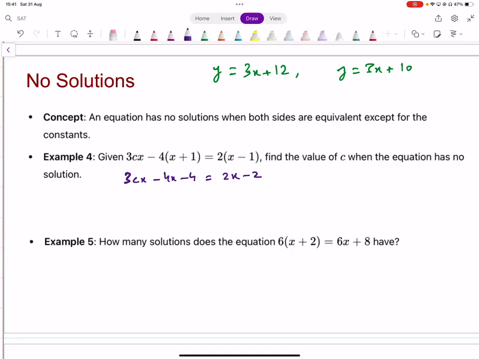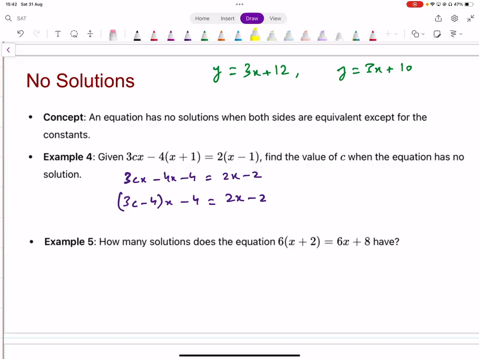Okay? Now, what are the constants on both sides? Minus 4, minus 2. They are different. But apart from the constant, everything else should be the same. That means the coefficients of x, they have to be the same. What's the coefficient of x on the left side? Take x common. That leaves you with 3c minus 4 inside. On the right side, you have 2x minus 2.